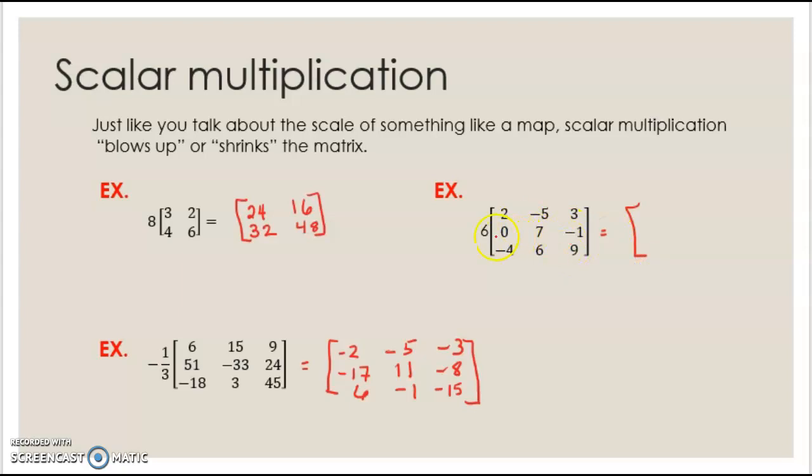If you're doing this by hand, we're just going to multiply everything on this one by 6. 6 times 2 is 12. 6 times 0, 6 times a negative 4. 6 times negative 5 is negative 30. 6 times 7 is 42. 6 times 6 is 36. 6 times 3 is 18. 6 times negative 1 is negative 6. And 6 times 9 is 54. So there's your matrix there.